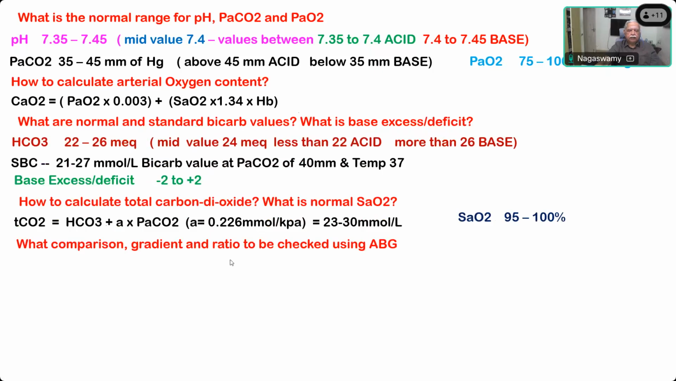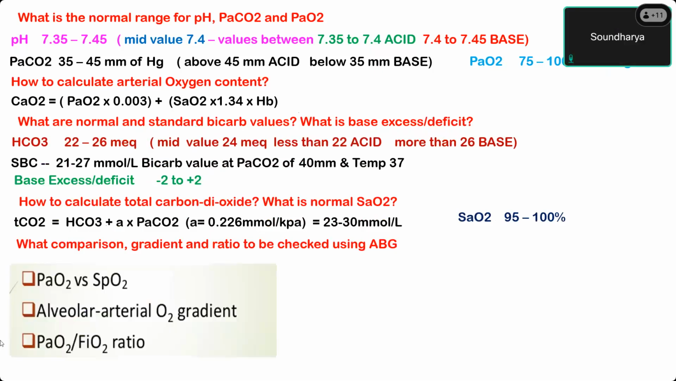What comparison, gradient and ratio should be checked during ABG? What are the things you compare? What is the gradient you look for? And what is the ratio you have to check? The alveolar-arterial gradient, very good, excellent. The PaO2 to FiO2 ratio, yes, very good. And the comparison is PaO2 versus SpO2. So you get the alveolar-arterial gradient and the PaO2/FiO2 ratio. These are the three things we always look for in the ABG.